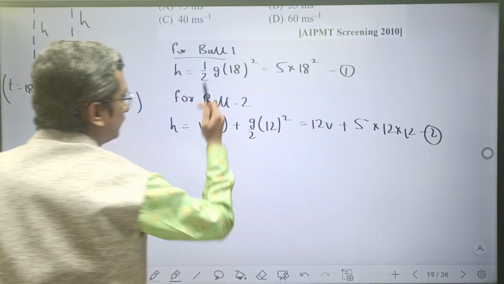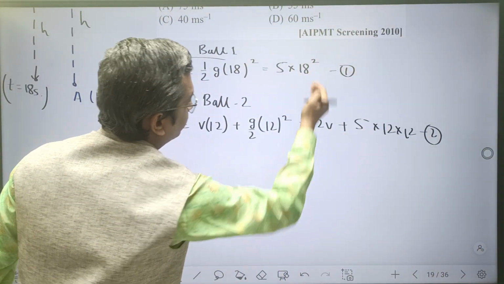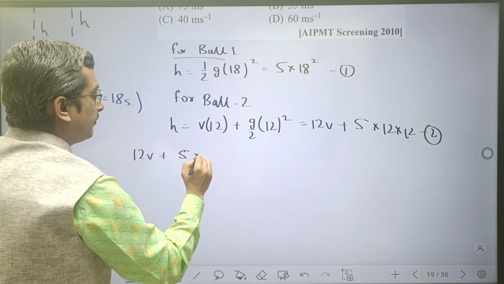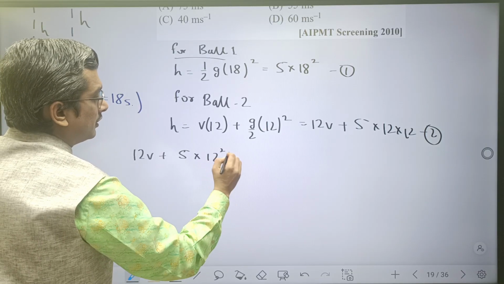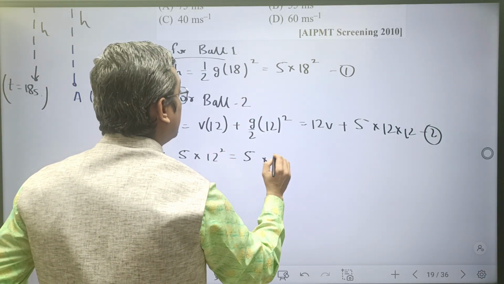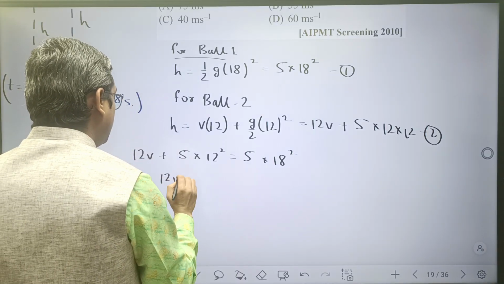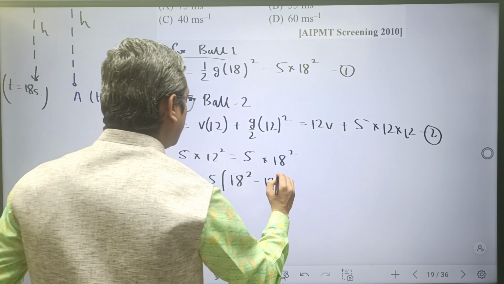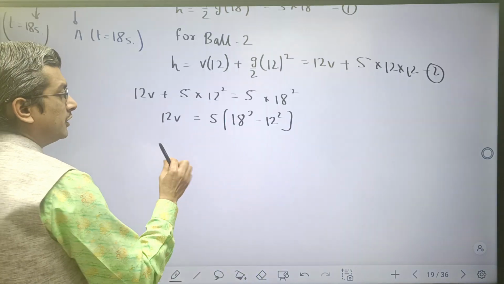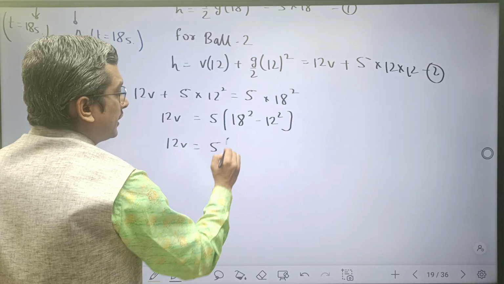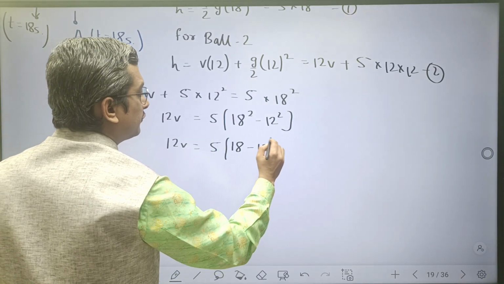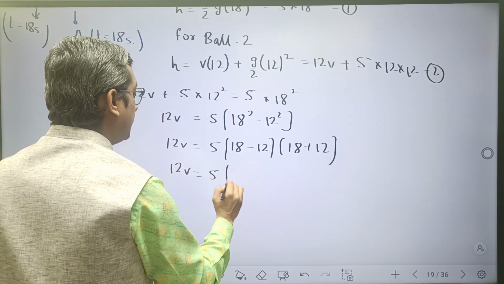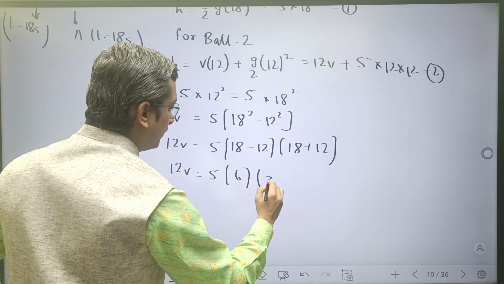Since h is the same in both cases, we can equate the right hand sides of the above equations. So we have 12v plus 5 into 12 square is equal to 5 into 18 square. So 12v is equal to 5 times 18 square minus 12 square. Taking this to the right side, 12v is equal to 5, and this is a square minus b square, so 18 minus 12, 18 plus 12. So this will be 5, 18 minus 12 is 6, 18 plus 12 is 30.